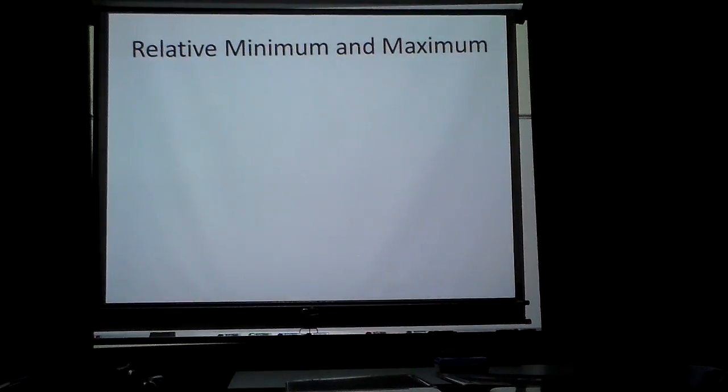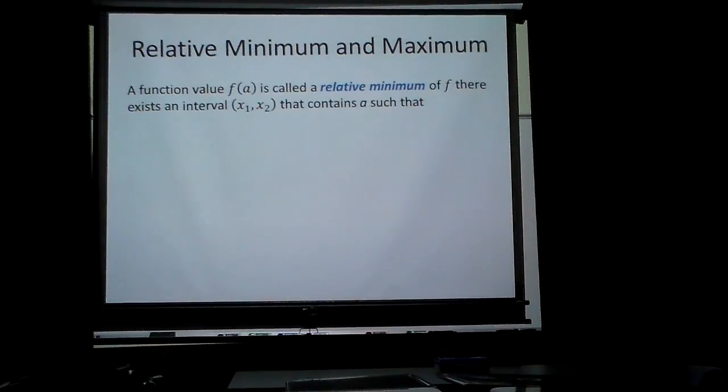Okay, relative minimum and maximum. Well, first off, let's find out what they are. In a function, the relative minimum is the interval such that as you're going from the smaller point to the bigger point, I should say, as you're reading from left to right, x in between there implies that f of a, the y value there, is less than f of x.